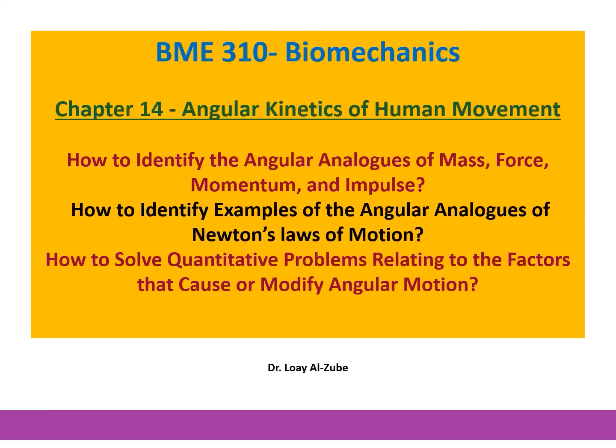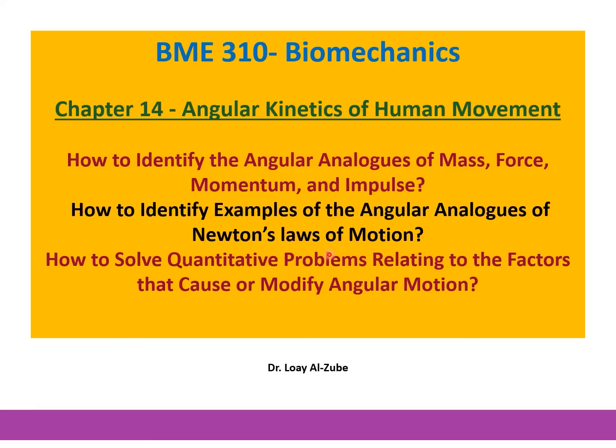Now we would like to talk about the angular ones, because that's what we use in biomechanics. So I would like to identify angular analogues of mass, force, momentum, and impulse, right? What do we call them, and how do we calculate them? And then we'll do a lot of examples. I think we have 4 examples in this lecture, and we'll solve them together just to make sure that we are applying these quantities to human movement.